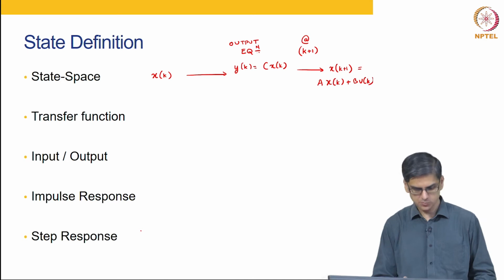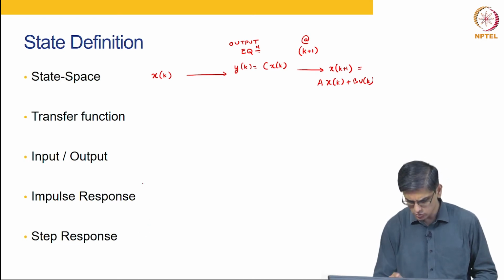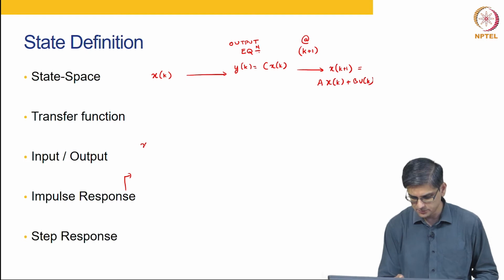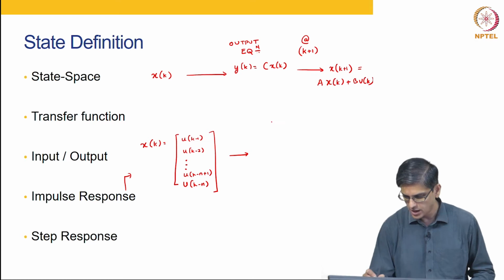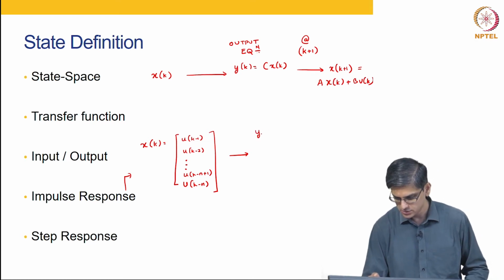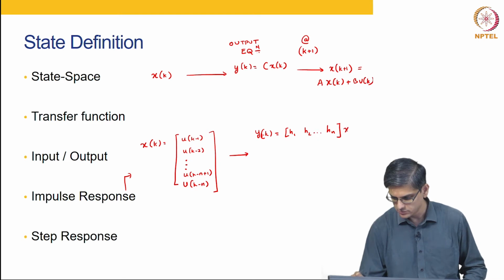What about the step response model? Step response models, we will talk about impulse response also. In impulse response, we defined xk as uk minus 1, uk minus 2, and so on. The output equation is yk is just h1 h2 up to hn multiplied by xk.